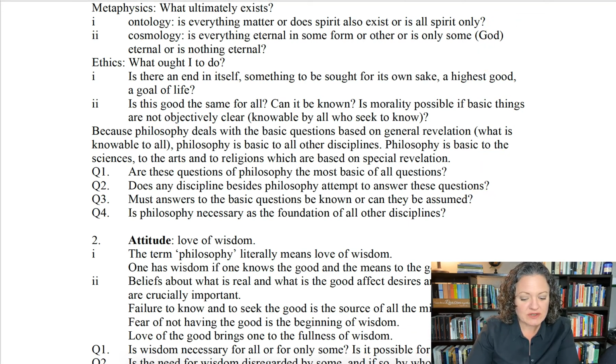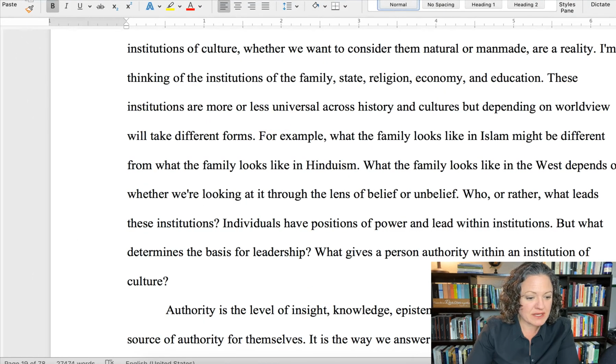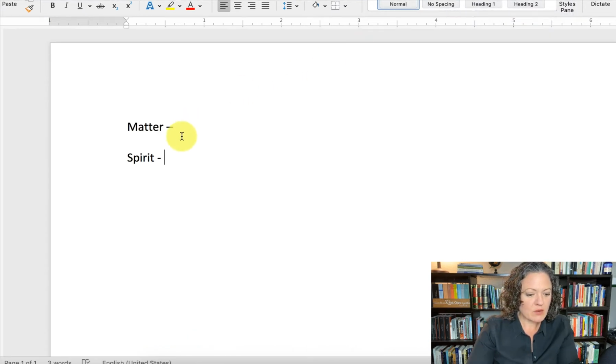I feel like I want to write some notes up for you. I'm going to pause for a second so I can get some notes for you. Okay, I want you to know the definitions of these terms for the rest of the semester.